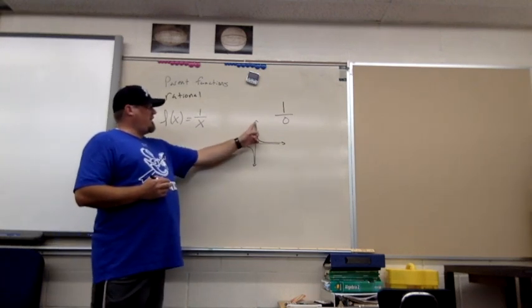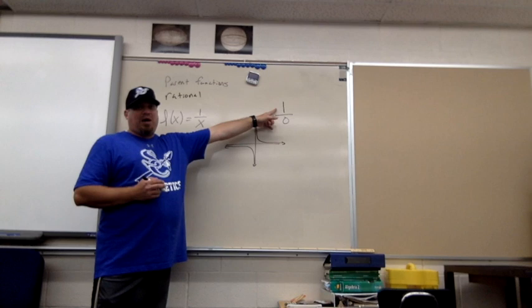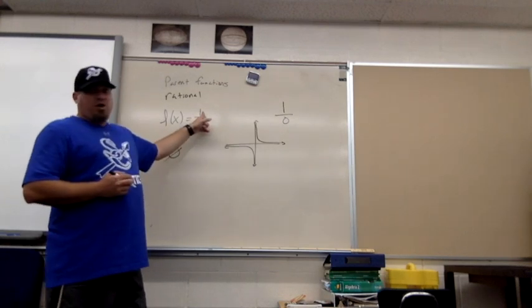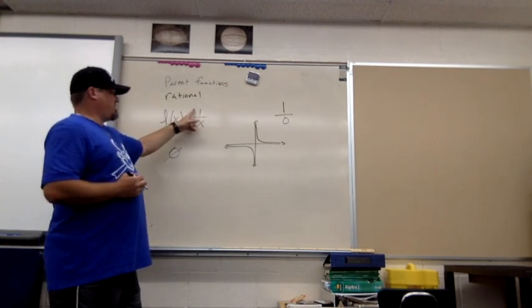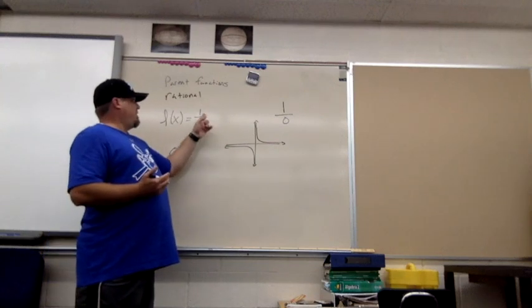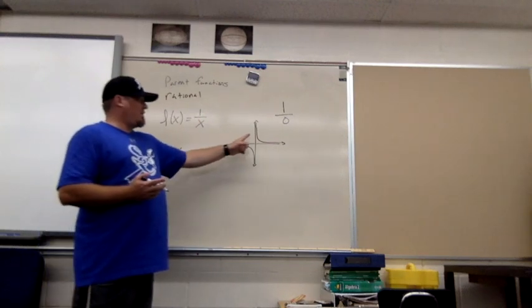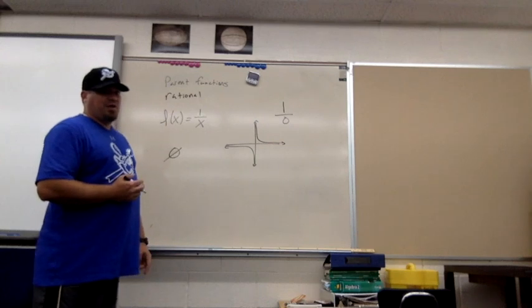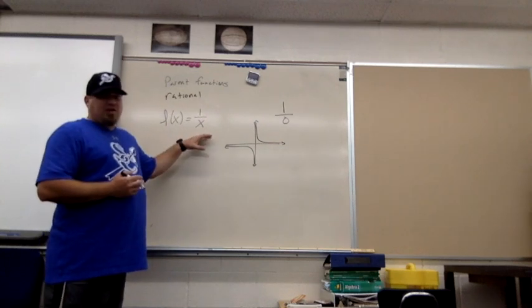Also, it's never going to touch the x-axis because we can never get to 0 with our y, because we always have a 1 in the numerator. If this were 0 over x, then it would touch it. However, since it's 1 over x, it's never actually going to be 0. Okay? It'll get really close. So that's the rational function.